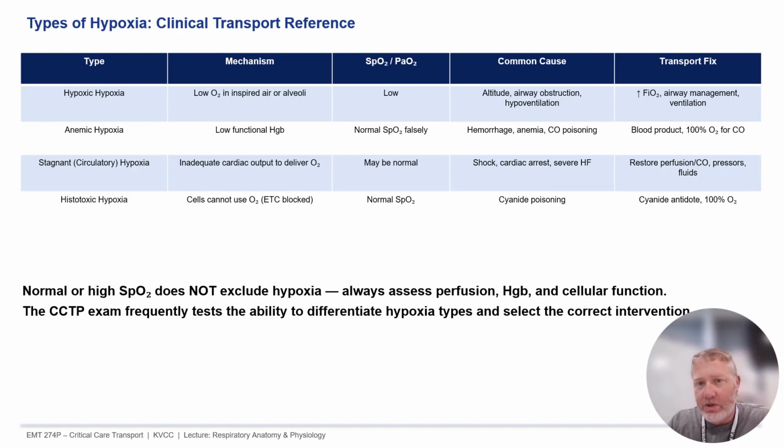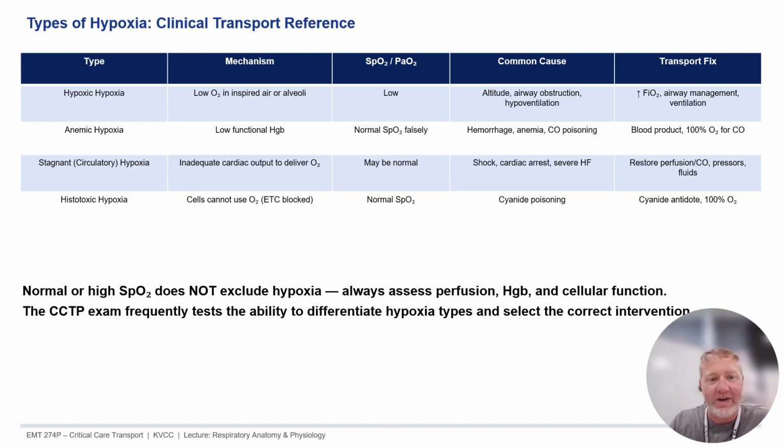Stagnant or circulatory hypoxia, that's when you've got inadequate cardiac output. Cardiac output, of course, being heart rate times stroke volume. In the case of circulatory or stagnant hypoxia, the oxygen is there, the hemoglobin is there, but the blood isn't moving. So treatment is addressing the cause of the circulatory failure. So you may need to add fluids or pressors or inotropes and things like that.